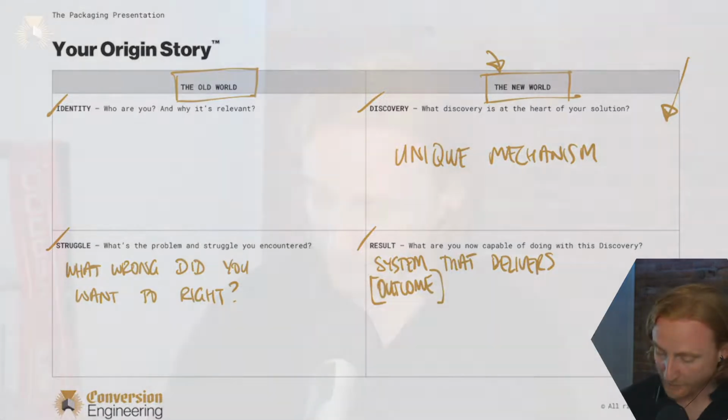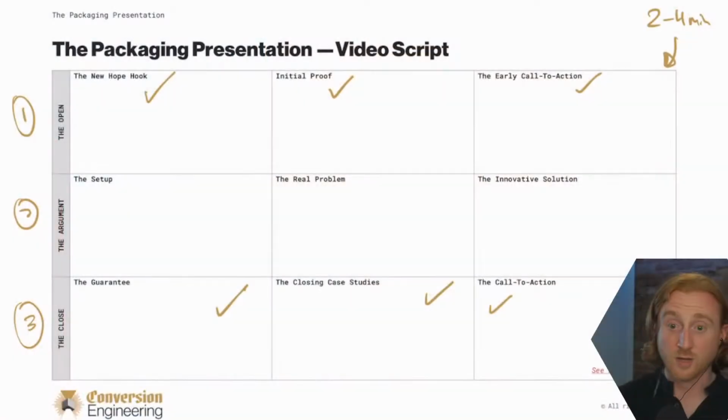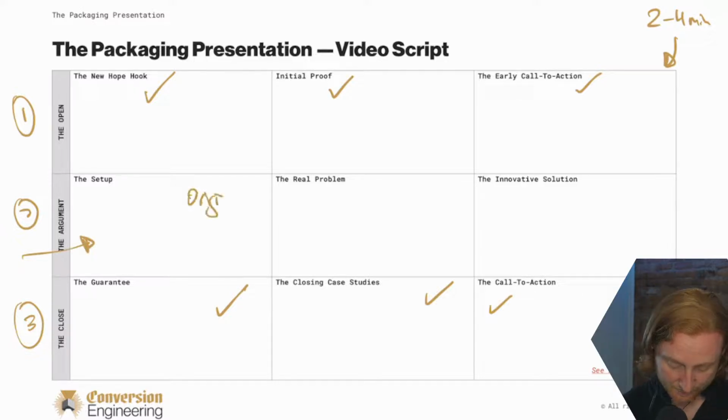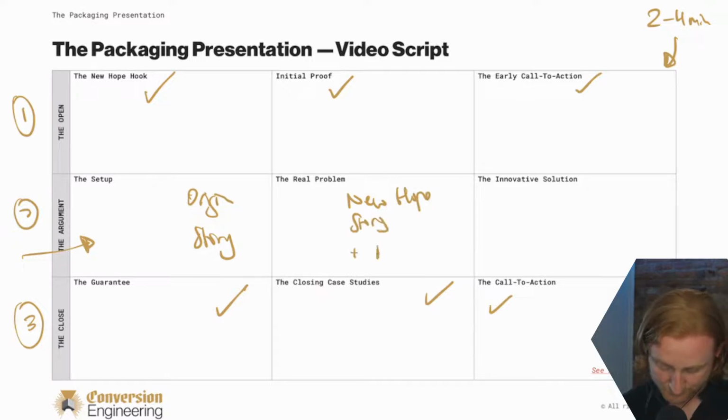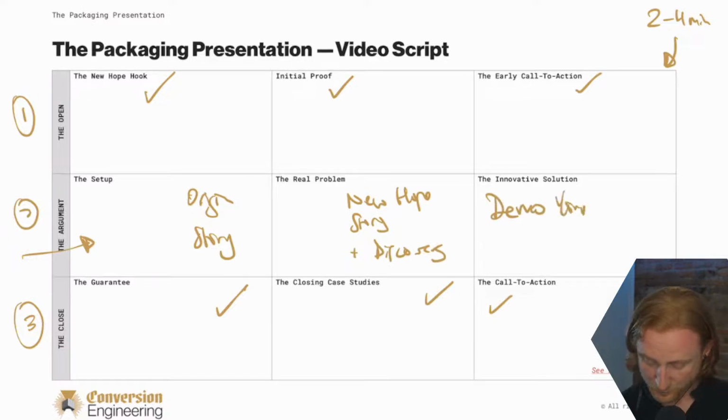Right? And if we go back here to the high level script, this is really what you're talking about in the argument, right? The setup is all about your origin story. The real problem is all about the new hope story and the discovery. And the innovative solution is all about the demo. Demo your solution.